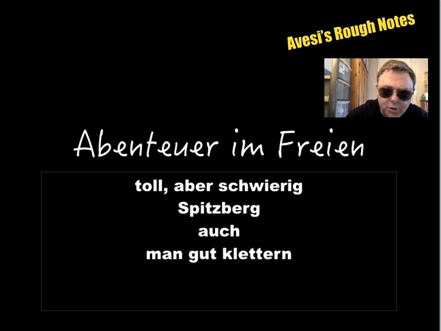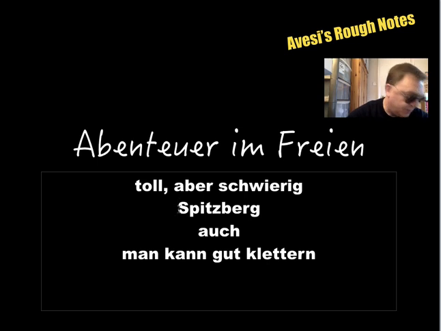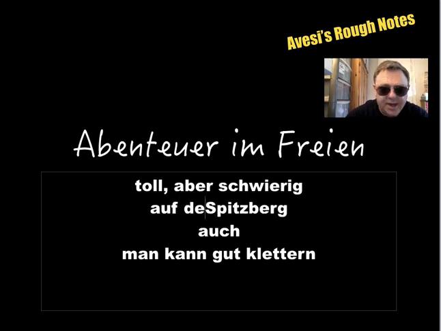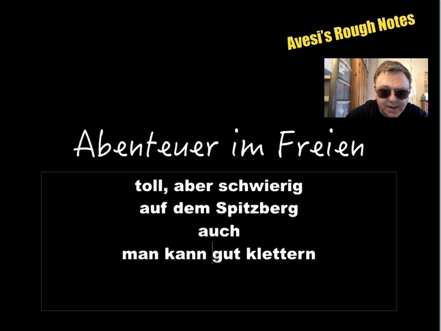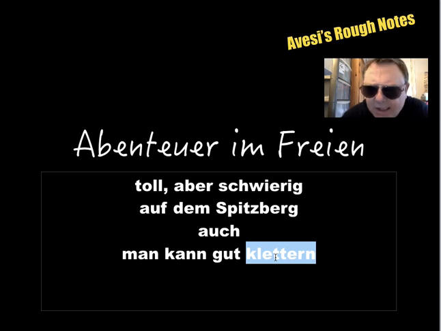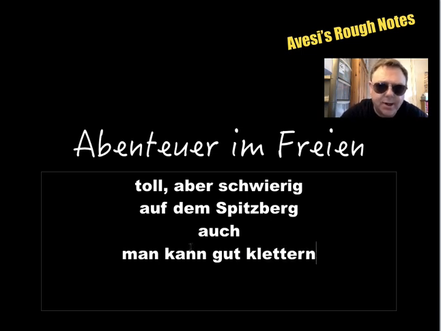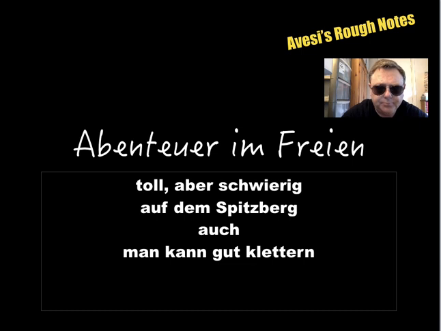Man kann gut klettern. Man kann auf dem, on the, literally, auf dem Spitzberg, that's the mountain. So this phrase here, you can put down here. So we can put a whole sentence together. Man kann auch auf dem Spitzberg gut klettern. One can also climb on the Spitzberg. That's what that whole thing means there. Klettern, the second verb, has to be at the end of the sentence, alright? When we put that together.